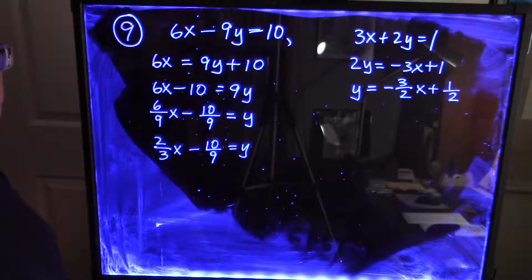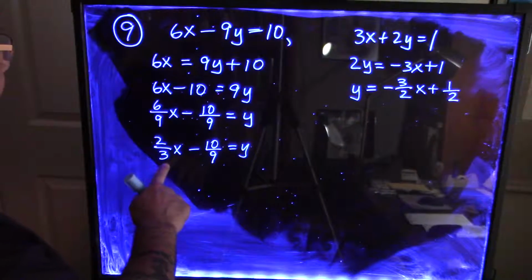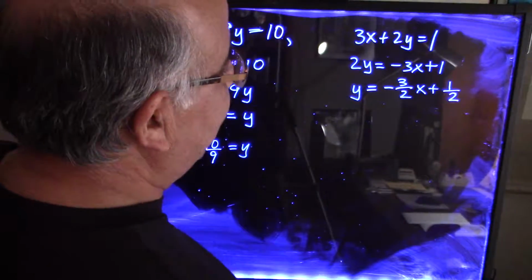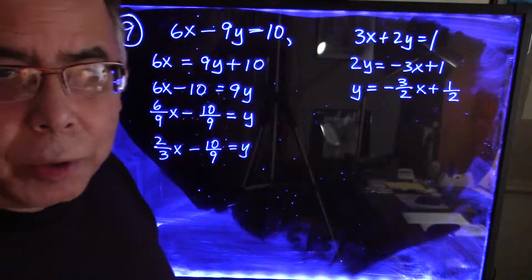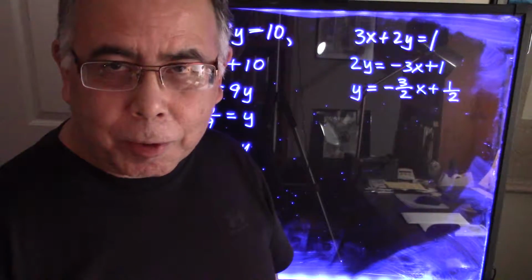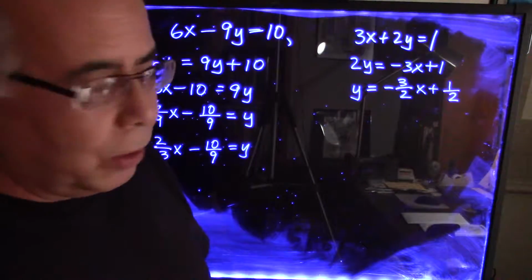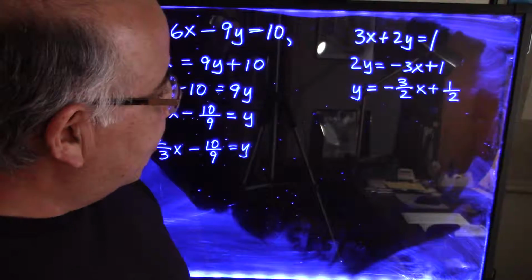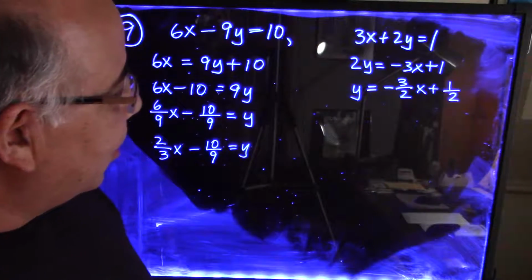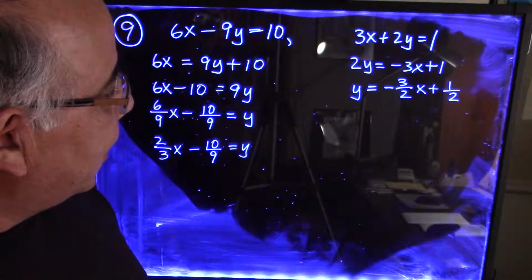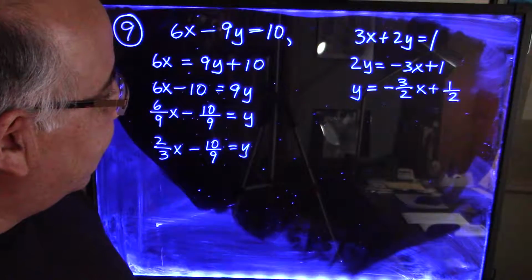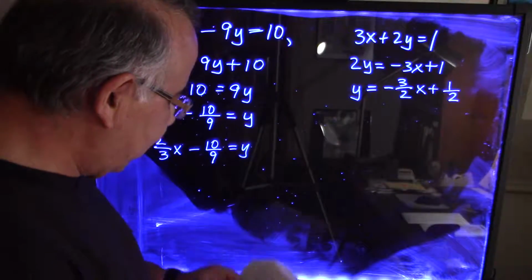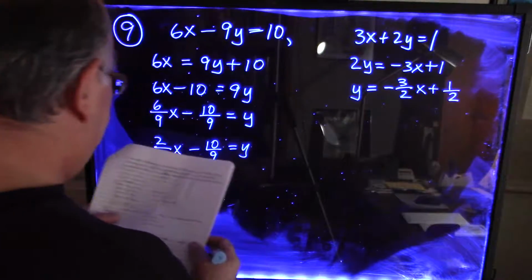And yet another way you can check it is to multiply them. 2/3 times negative 3/2 equals negative 1, which is what you would expect if they're perpendicular. So the product of the slopes of perpendicular lines will equal negative 1. Alright, so there you go. They are perpendicular.